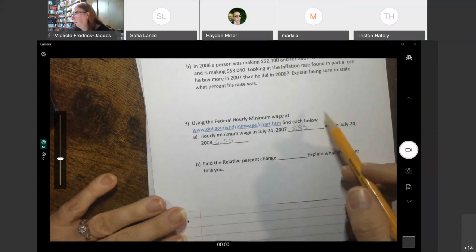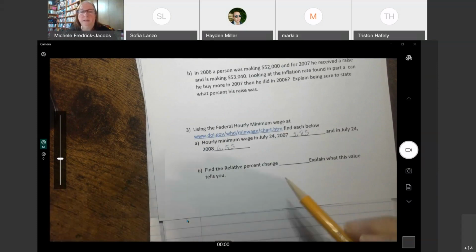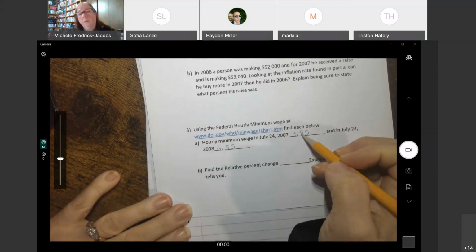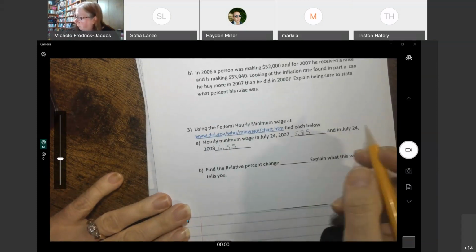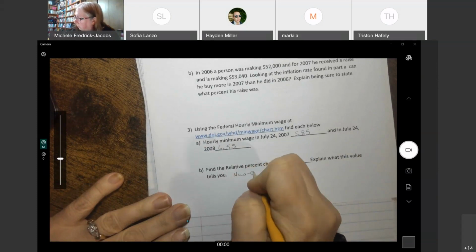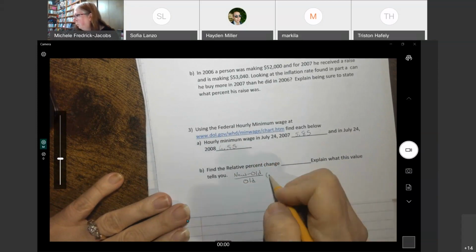And then I would have you do something, whether it's absolute change or relative percent change. This one asks for relative percent change, so we would find relative percent change. Remember the formula is new minus old over old. And since they want the percent, you multiply by 100.